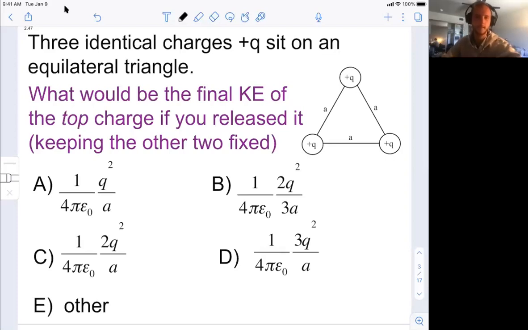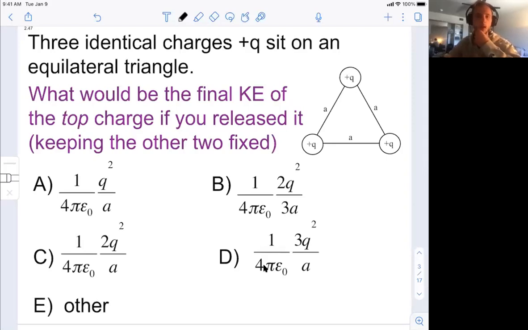Another 15 seconds. If you haven't voted already, please put in your vote. Okay, let's take a look. Here are our results. C got the majority of the vote. B also got quite a bit of the vote, and next is D.